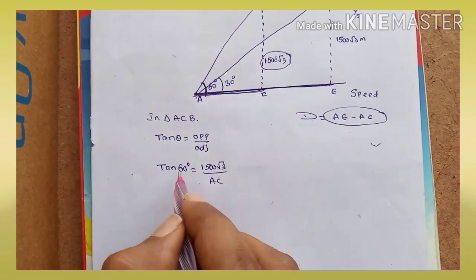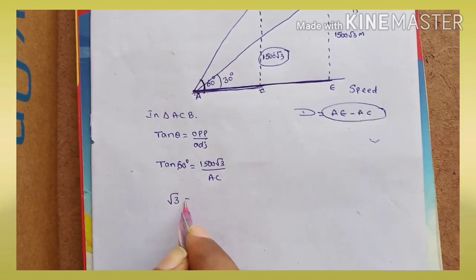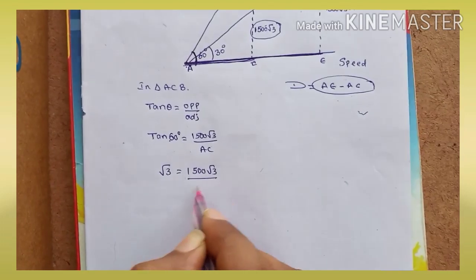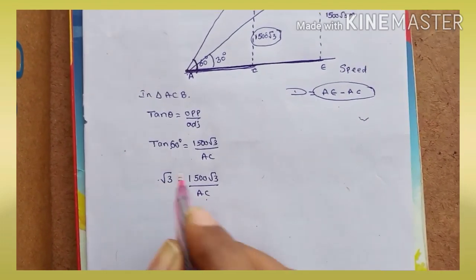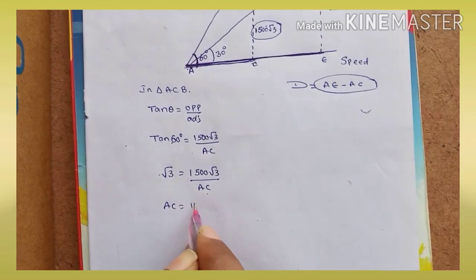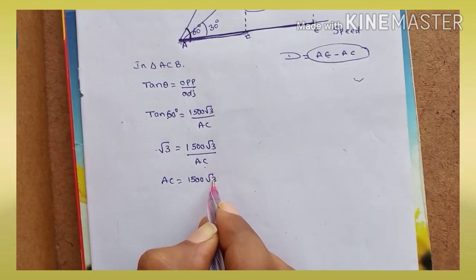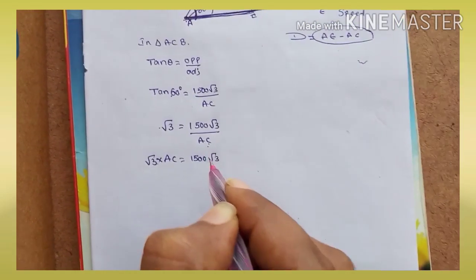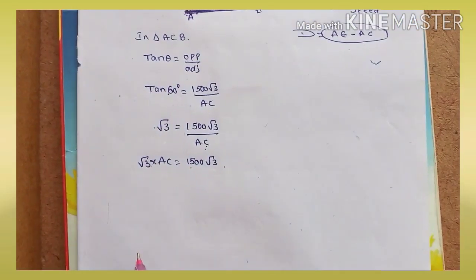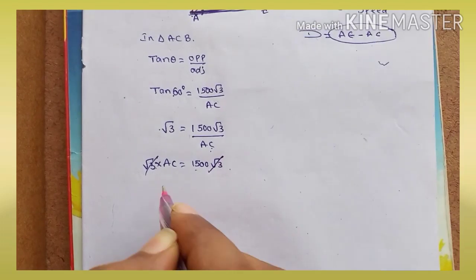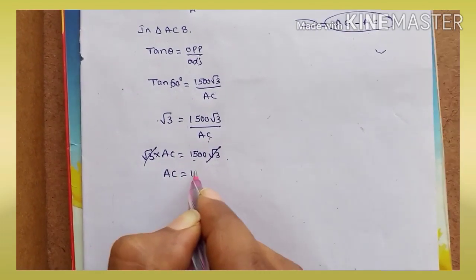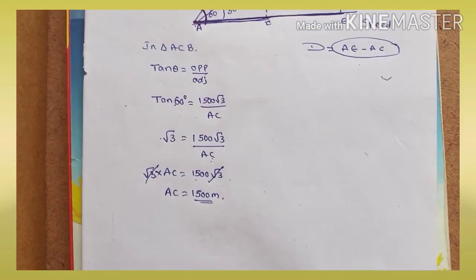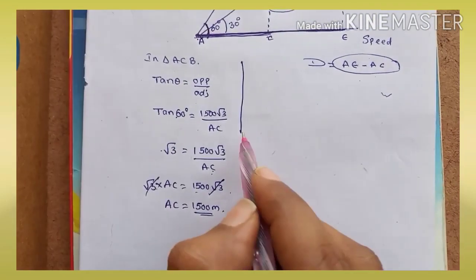Tan 60 value is root 3, equal to 1500 root 3 by AC. By transposing, root 3 into AC is equal to 1500 root 3. Now on both sides root 3 cancels, so the value of AC is equal to 1500 meters. This is the first length.